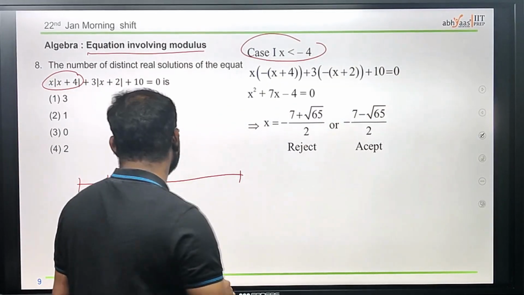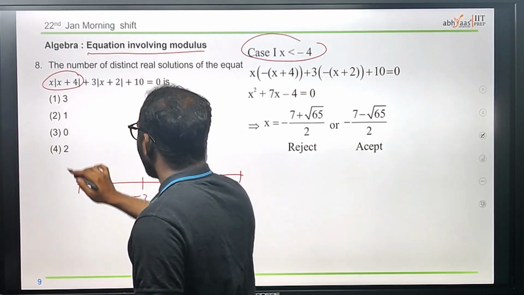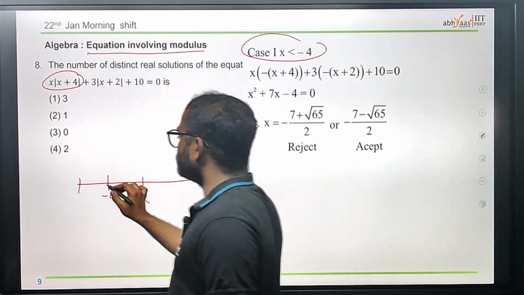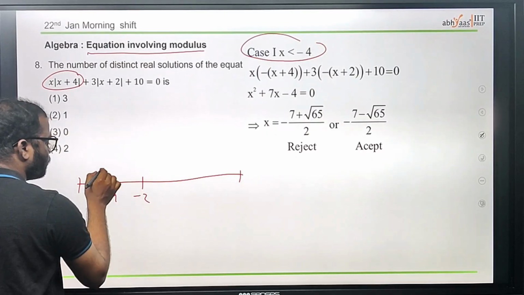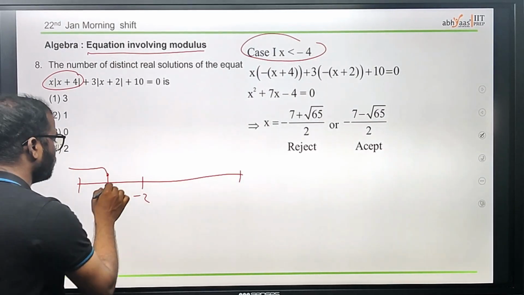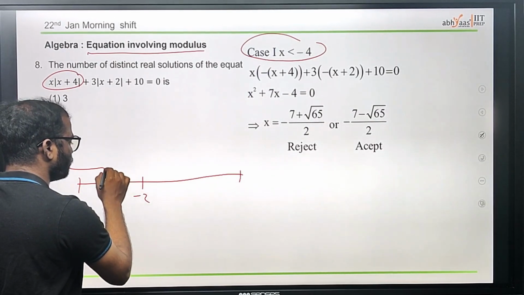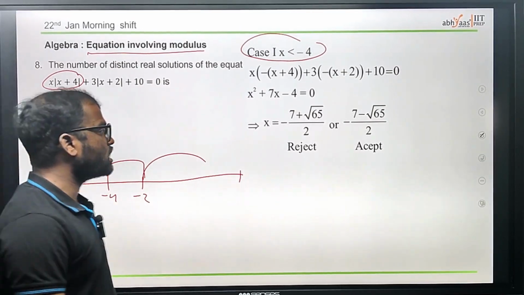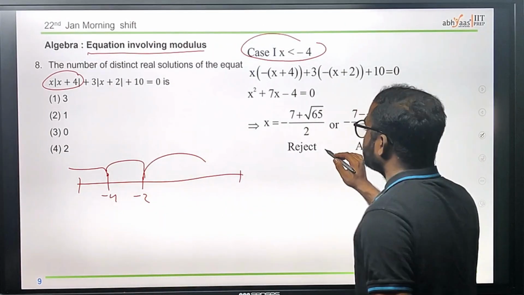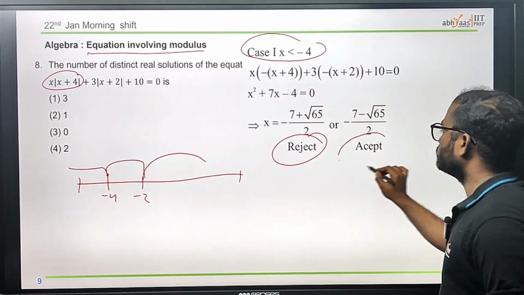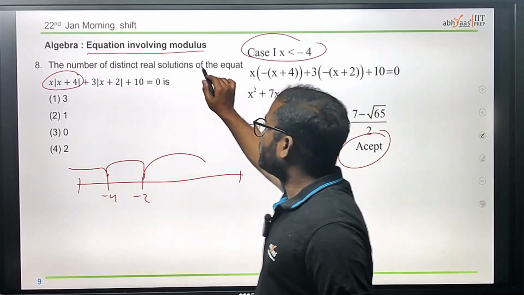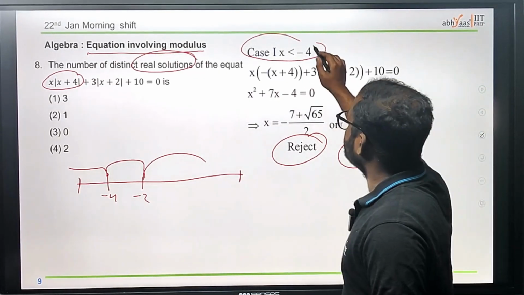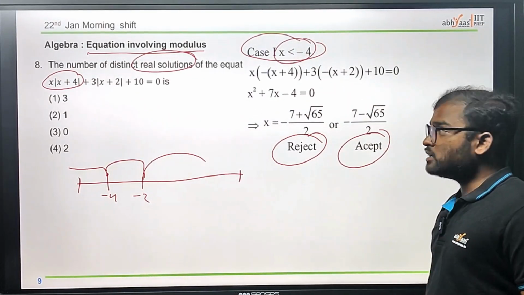Now if we see here, for this we will get positive and here we will have a negative. In this situation, we have to check for x less than minus 4, and for this region as well. Above that, we have to check these conditions, which will be rejected and which will be accepted, because we are finding the real solutions. For the first case, we take x less than minus 4.